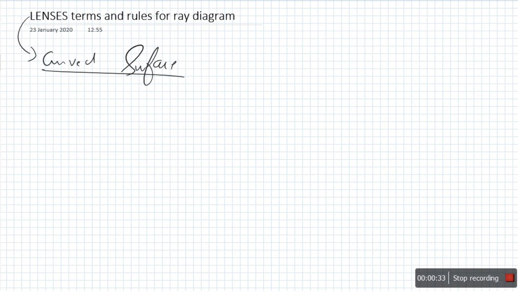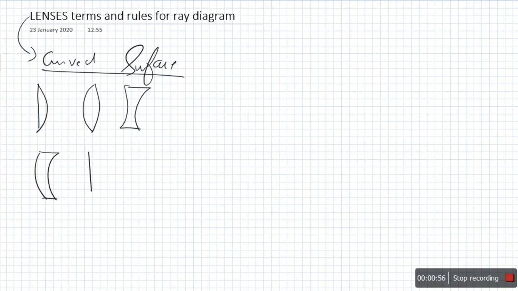For example, if one surface is plane and another is curved, this is a lens, right? If both the surfaces are curved, this is a lens. Both the surfaces are curved inwards, again a lens. One inward, one outward, again a lens, right? And this is not a lens. A minimum of one curved surface should be there.